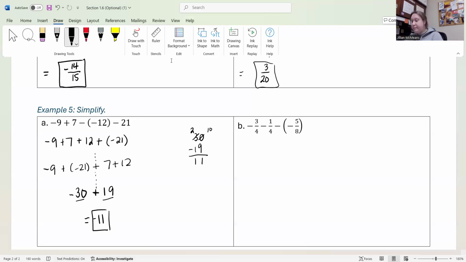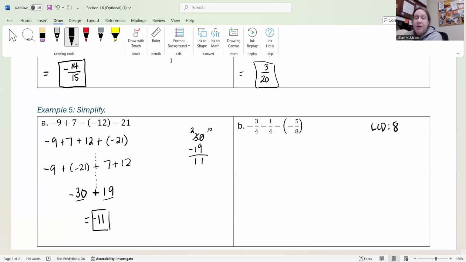Okay? Now for part B, we have fractions, and everybody gets kind of worked up about fractions. Looking at this set of fractions, the denominators are 4 and 8. Okay, so we want to find the LCD. That's the smallest number these denominators divide into. 4 and 8 are not prime, but if you look at 4, it is a factor of 8. 4 divides into 8, 8 divides into 8. That makes the LCD here just 8.